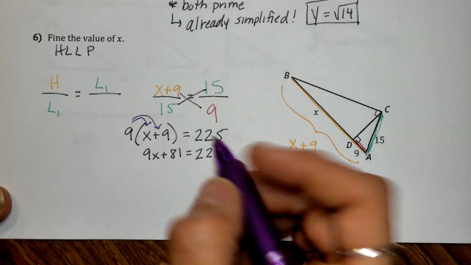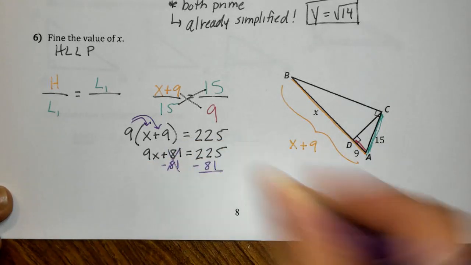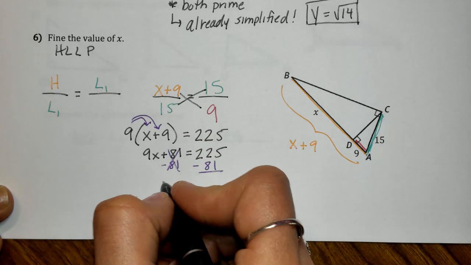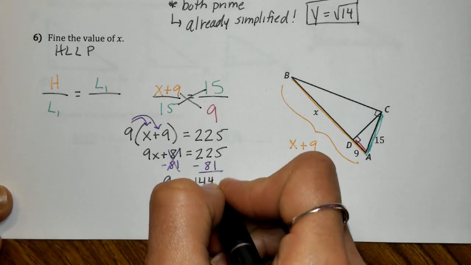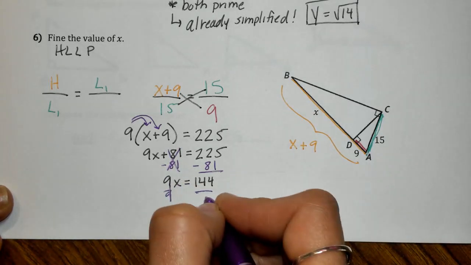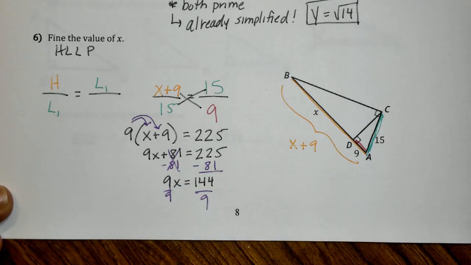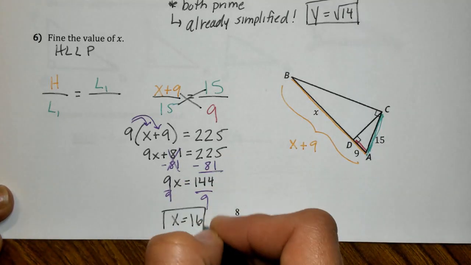And then we can subtract that 81. This is the only one that's working all the way out. I won't bother pausing. We end up with 9x equals 144. We divide by 9, finding that x is going to be 16.